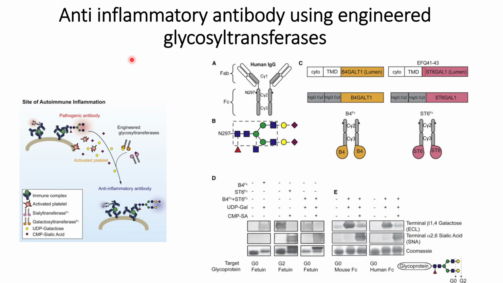Today we will discuss a new paper. The idea of that paper is that they can modify these antibodies, which are pathogenic in nature and cause autoimmune inflammation, by adding sialic acid and galactose. The nature of this pathogenic antibody will change into an anti-inflammatory antibody and will suppress the autoimmune response. So how has this been achieved?